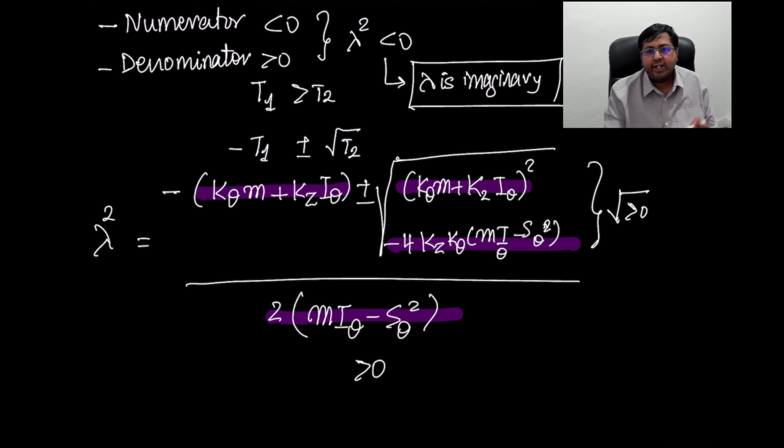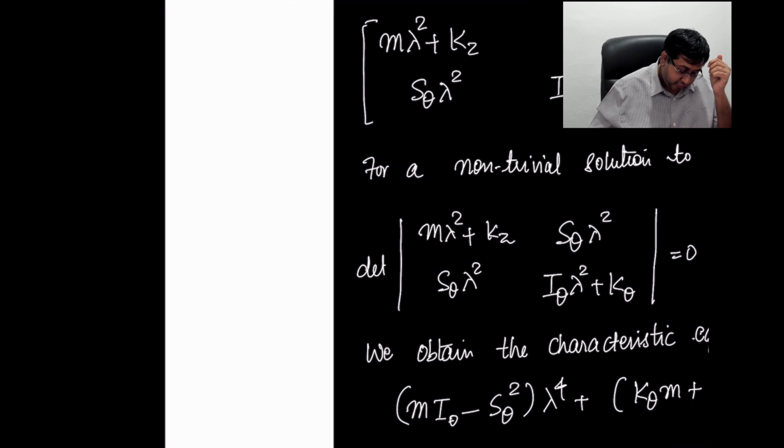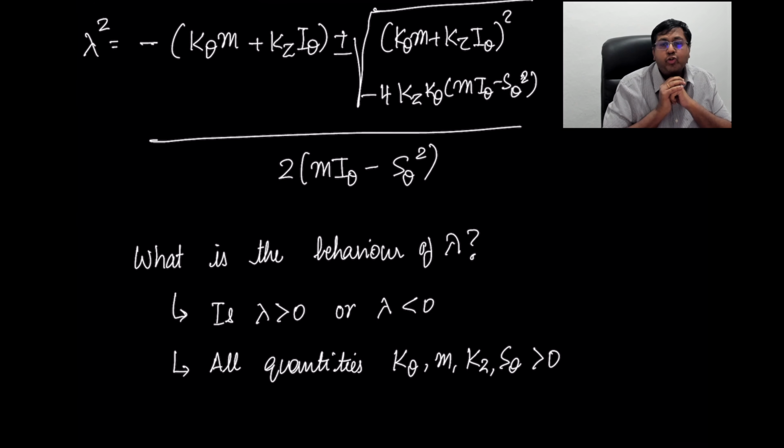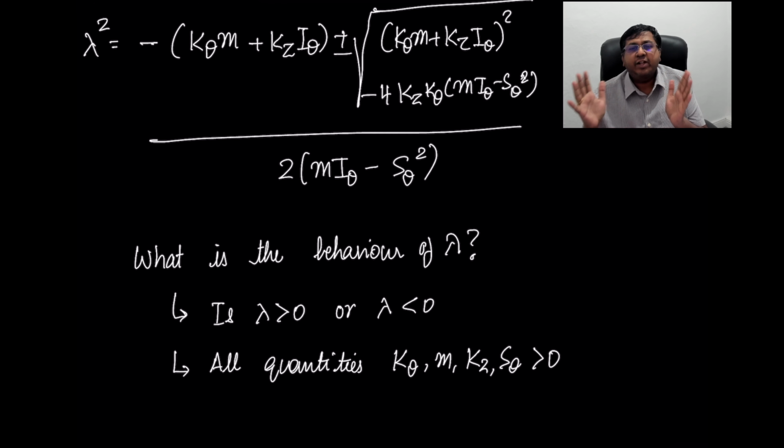What we have done here is just some math. We try to rearrange things. All we did was write our equation of motion in matrix form. We wrote a characteristic equation. We got a solution for our lambda, or our natural frequency. What we were trying to find here is the sign of lambda square. Is lambda square greater than 0 or less than 0? If it is greater than 0, lambda can be positive or negative. But if it is less than 0, then lambda would always be imaginary.